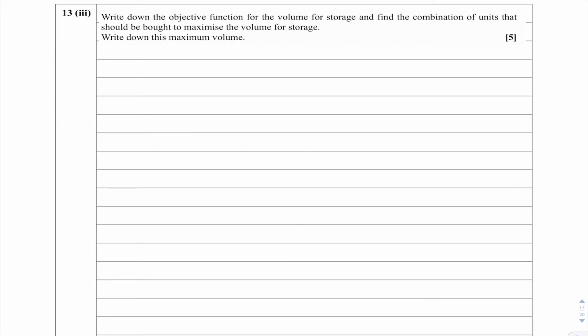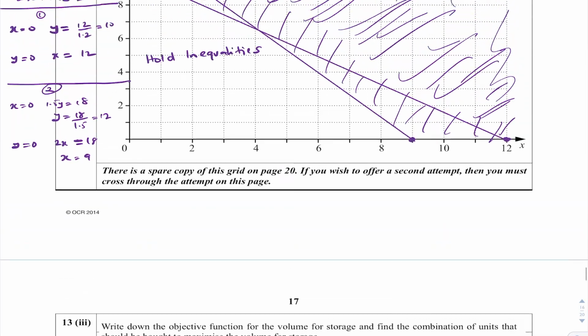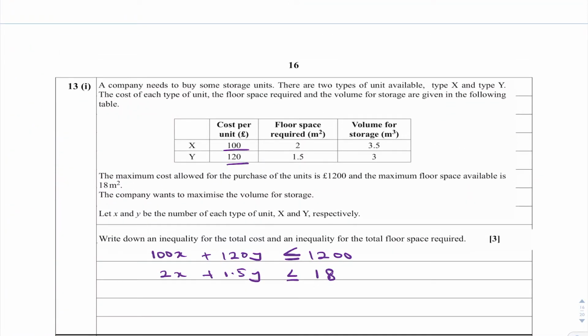For the volume of storage, find the combination of units that should be bought to maximize the volume of storage. Write down this maximum volume. Well, we know that 3.5x for the volume plus 3y is the volume provided. So here's the one here.